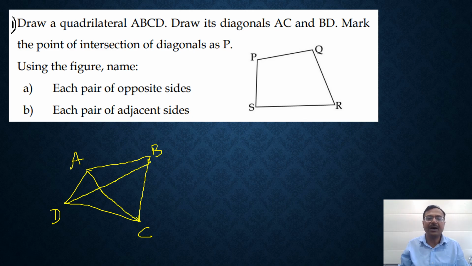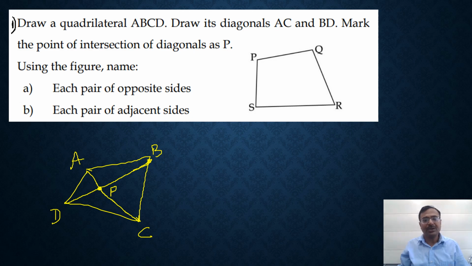Obviously, there will be straight lines when you use a scale. I'm not using a scale here, and that's why the figure is looking a little haywire. And the point of intersection of the diagonals is to be named as P. So this is the basic question in which he asks you to draw any quadrilateral. So you should understand that it's a four-sided figure. What are the diagonals? Diagonals are the lines which join the opposite vertices of the quadrilateral, and the point of intersection of the diagonals, that is P, is to be marked as P.